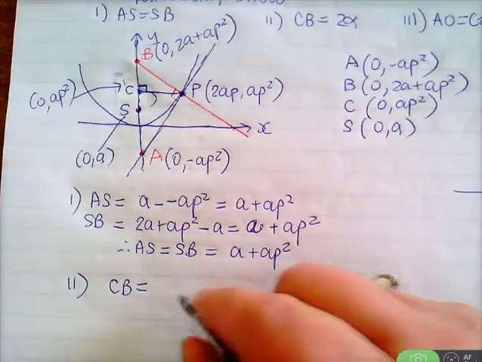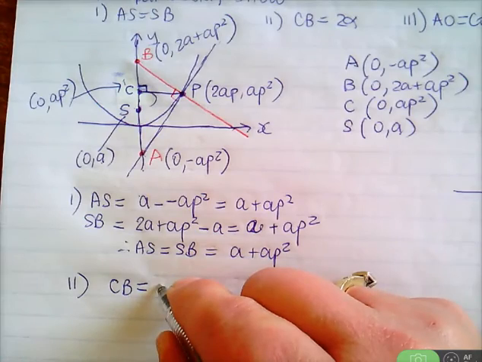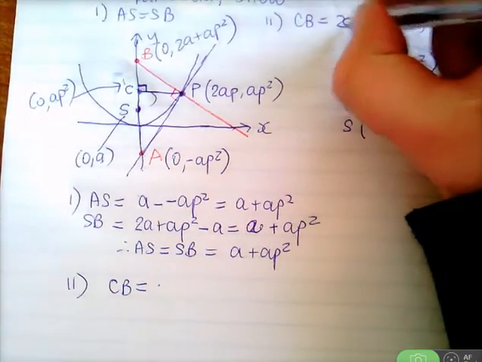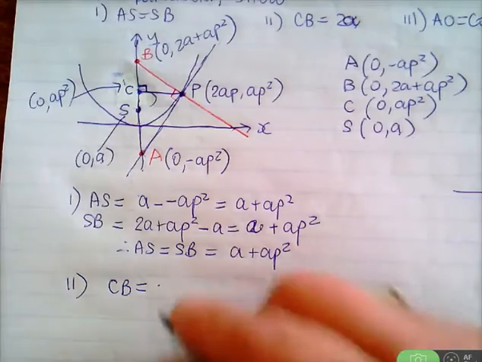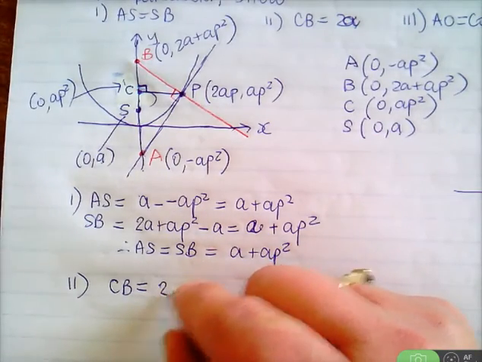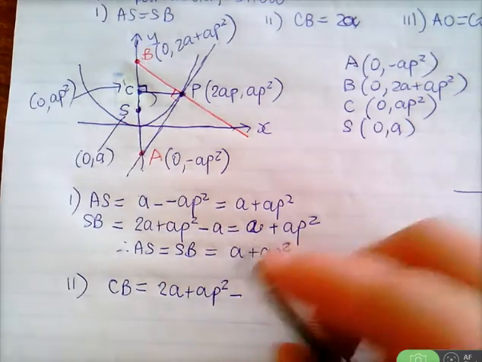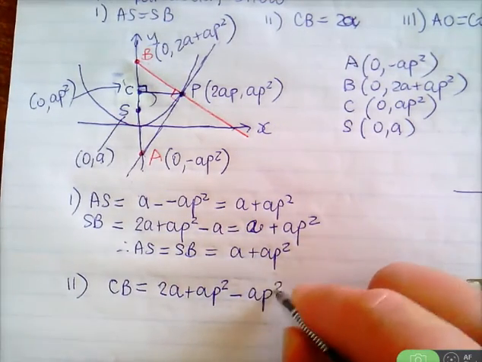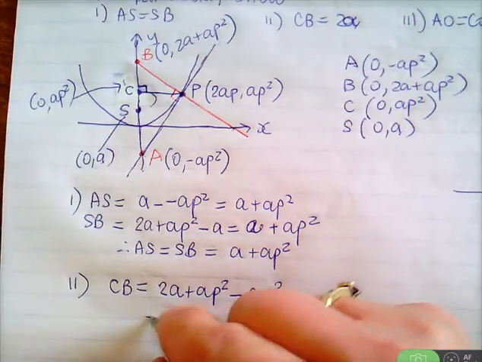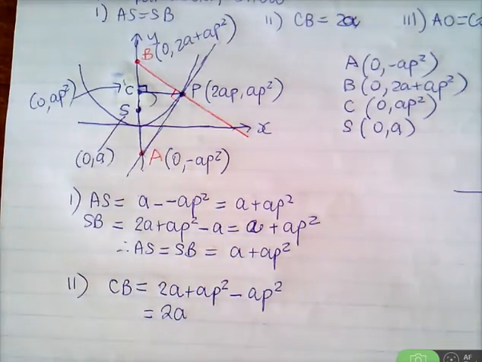Next bit, work out CB. Just write CB equals 2A. So show that CB equals 2A. Well, what's CB? The y value for B minus the y value for C. 2A plus AP squared minus AP squared, which is 2A. So therefore, we've done that.